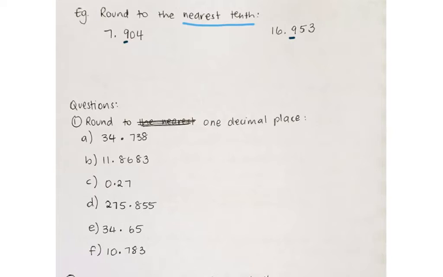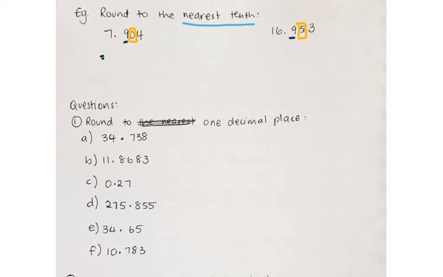So I've underlined my rounding place, our nearest tenth, and then I'm going to box up the number after it. And it's this number that is after the rounding place that tells us how to round. So the first question is 7.904, and we're going to use the rhyme that was in our original video, which is 4 or less, let it rest. 5 or more, raise the score.